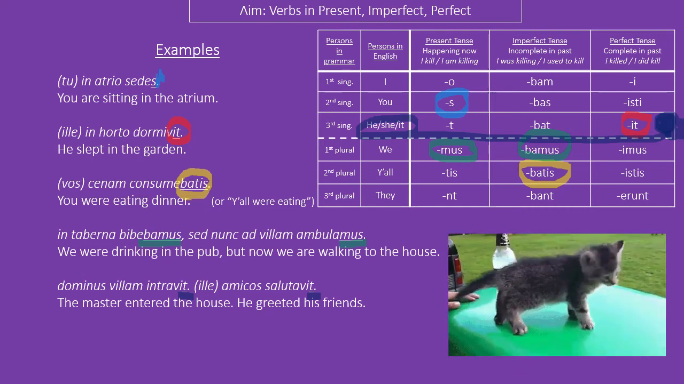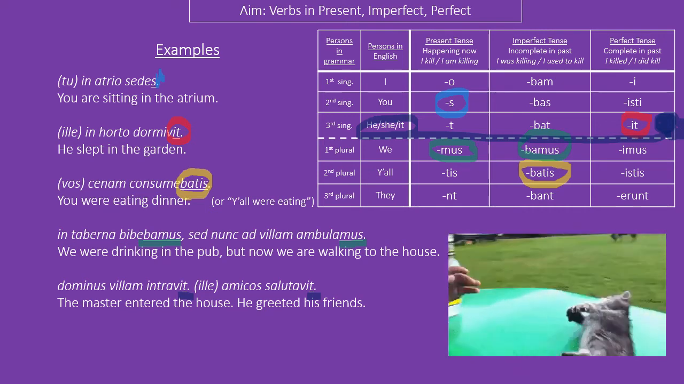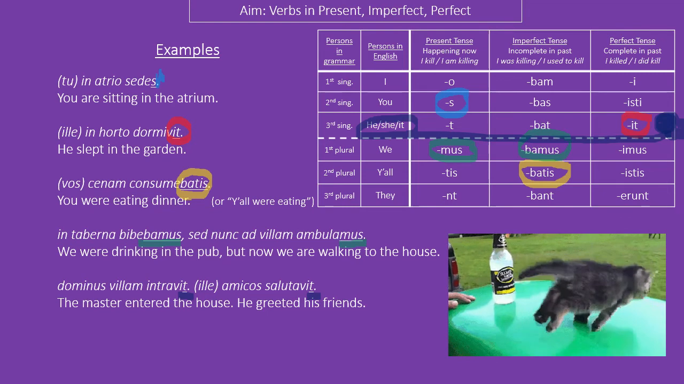Oh, and this is what happens if you drink too long in the pub. You will end up stumbling on the way home. If you're a cat, apparently. I don't know.